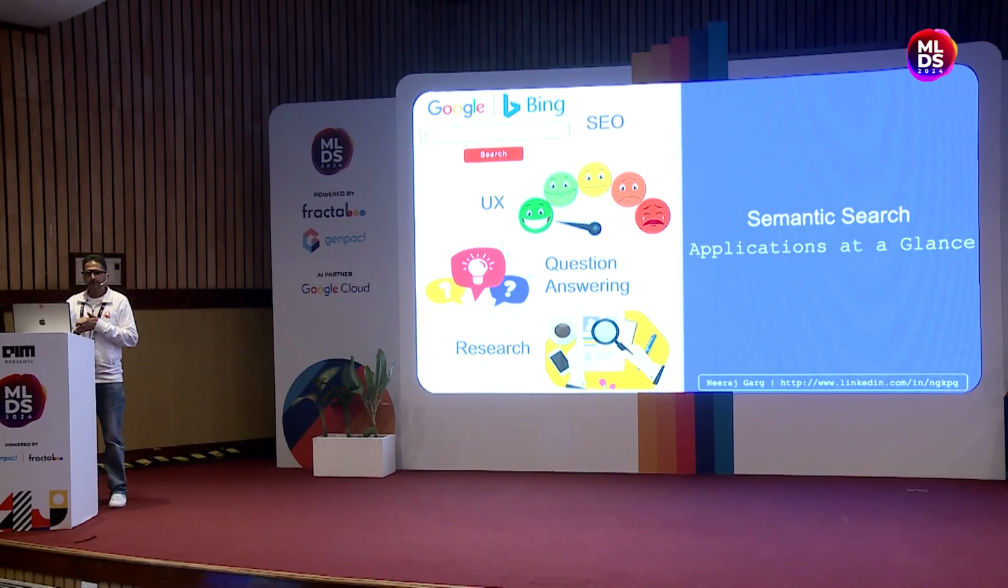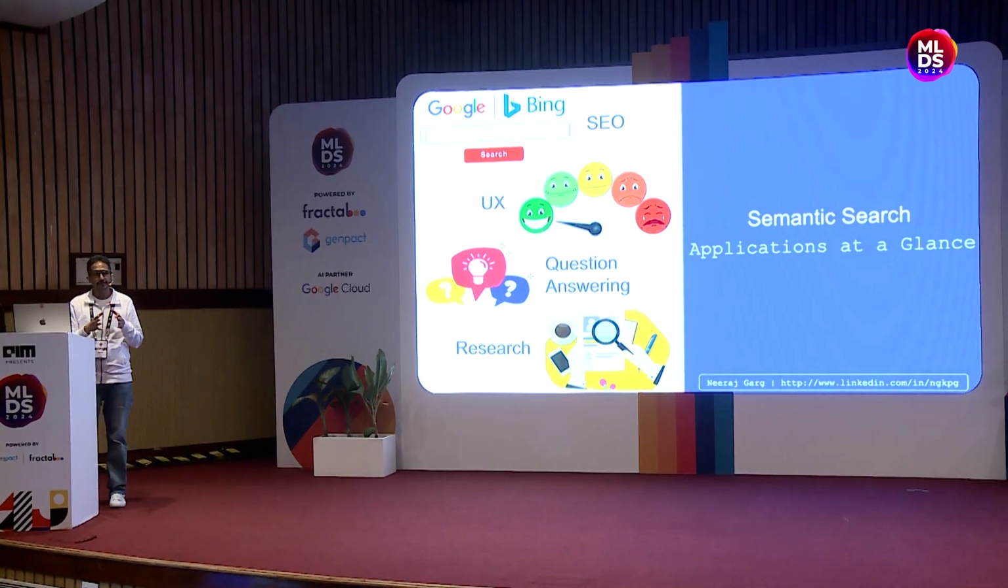Now let us go through very quickly some applications of semantic search. Semantic search can be used to optimize our websites, our web pages for search engines like Google and Bing. It can also be used to elevate customer experience across websites and apps. We will actually talk about these two applications in a bit more detail shortly. There are other applications of semantic search, of course, like answering questions or research, or even something like monitoring the competition.